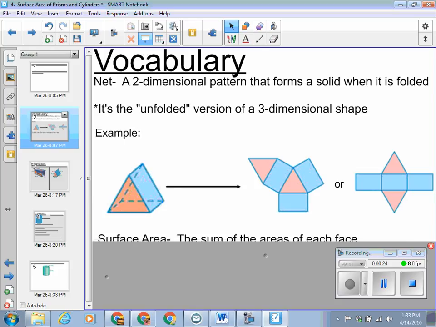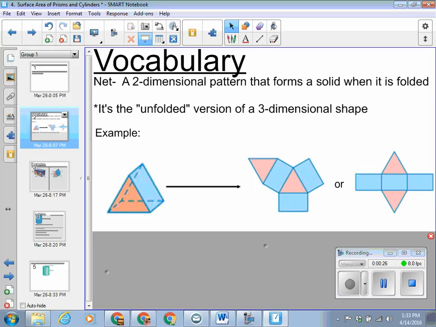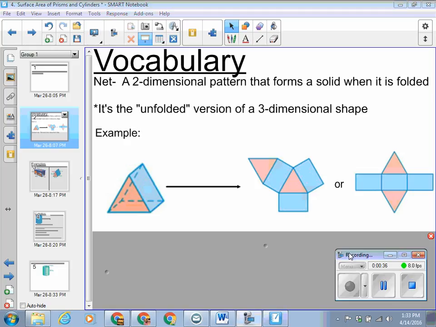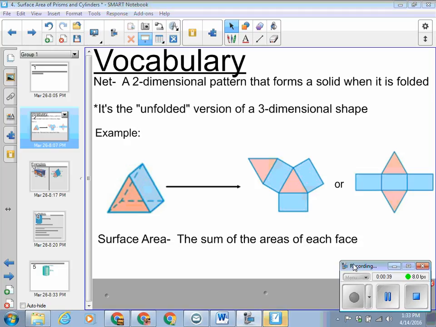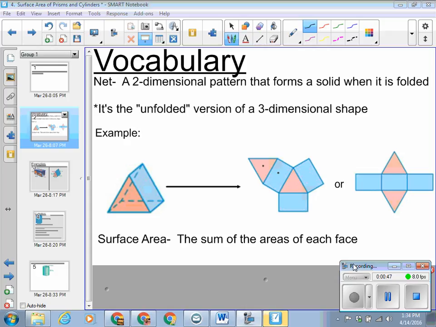So for example, we're looking at a square pyramid here, and it unfolds to look like that. Use some imagination, all right? Imagine holding a folded up shape in your hand and undoing it. You would get one of those two drawings. And the surface area is the sum of the areas of each face. So, you have to find the area of this triangle, this rectangle, this triangle, this rectangle, this rectangle. Okay, all 5 faces you're finding the area for.